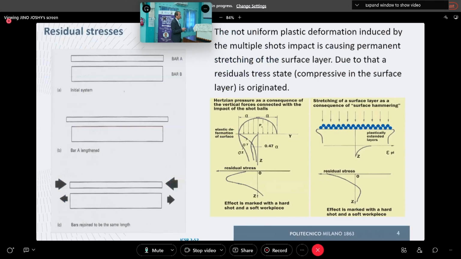Here we imagine applying the full shot flow at the same time on the complete surface. It's an idealization, of course. This can be approximated, ideally, as a stretching of a surface layer, in terms of surface hammering, much more general. And finally, the residual stress distribution induced by shot peening is a superposition due to these two effects.